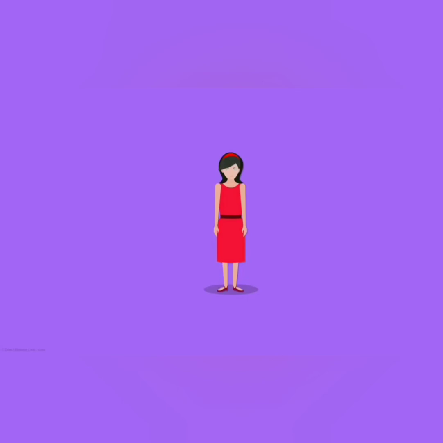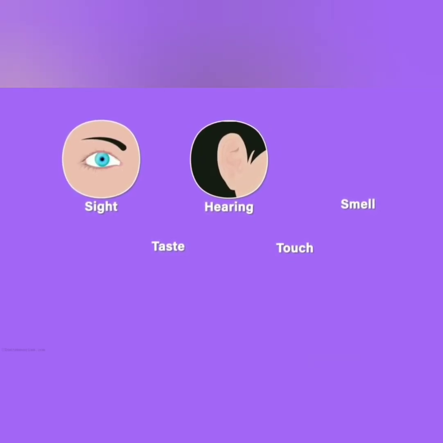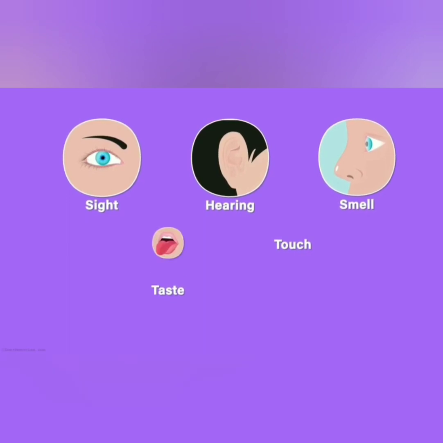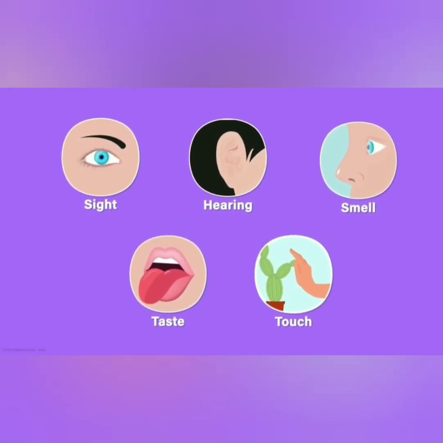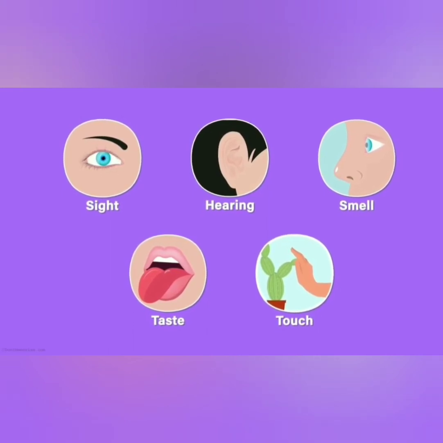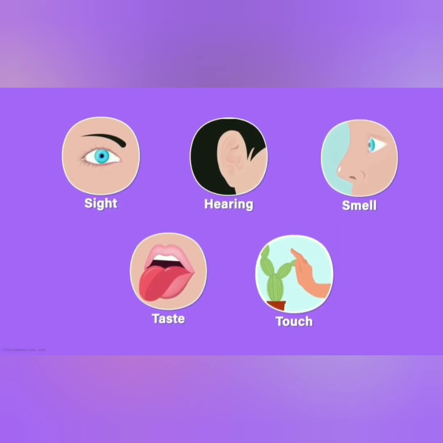We have 5 senses that help us to interact with the world around us. These are sight, hearing, taste, smell, and touch. Eyes help us to see things, ears help us to hear sounds, we smell with our nose, taste with our tongue, and the sense of touch is provided by our skin. Of course, all senses are important, but the sense of sight is the most important.